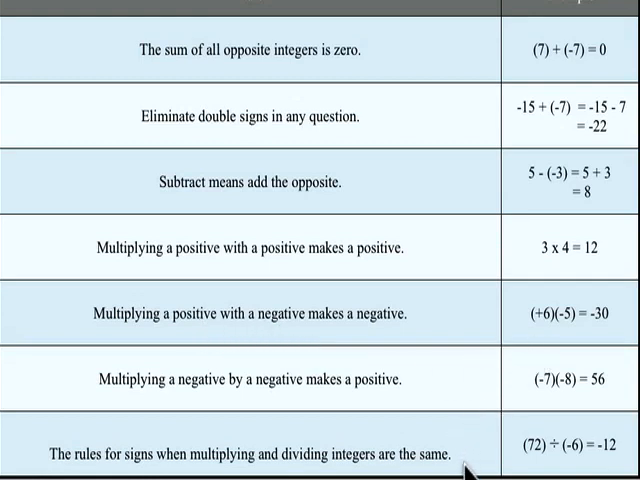And the nice thing is once you know the rules for multiplication, you also know the rules for the division because they are the same. Dividing a positive with a positive gives a positive. Dividing a positive with a negative makes a negative. And dividing a negative by a negative also makes a positive. Same signs positive, different signs negative.